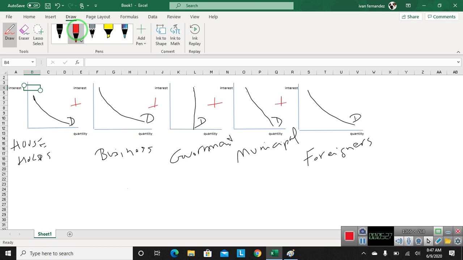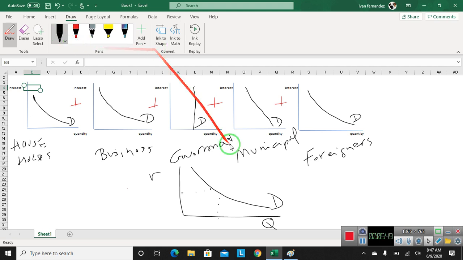So if you take all five and you add them together, all five, you end up with an aggregate. So here we have interest rates, here we have quantity, we have the aggregate demand for money. Okay, that's what it looks like.